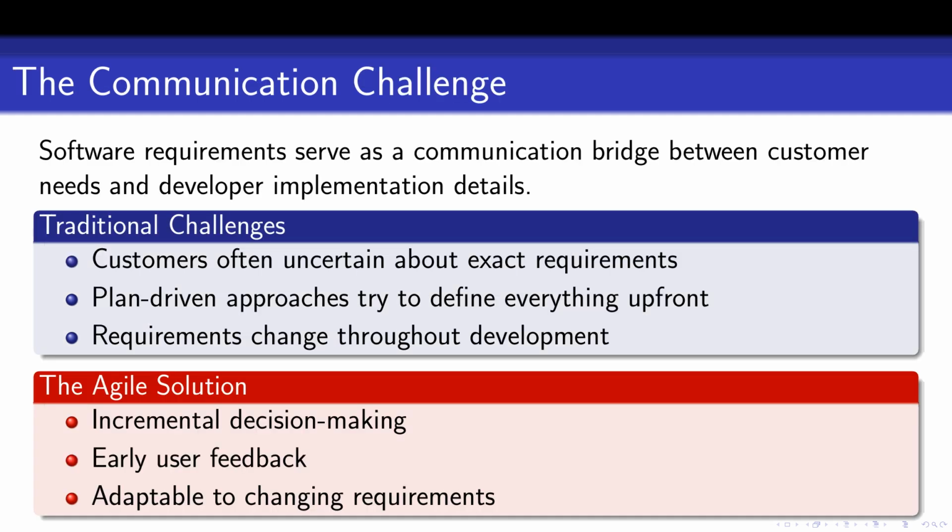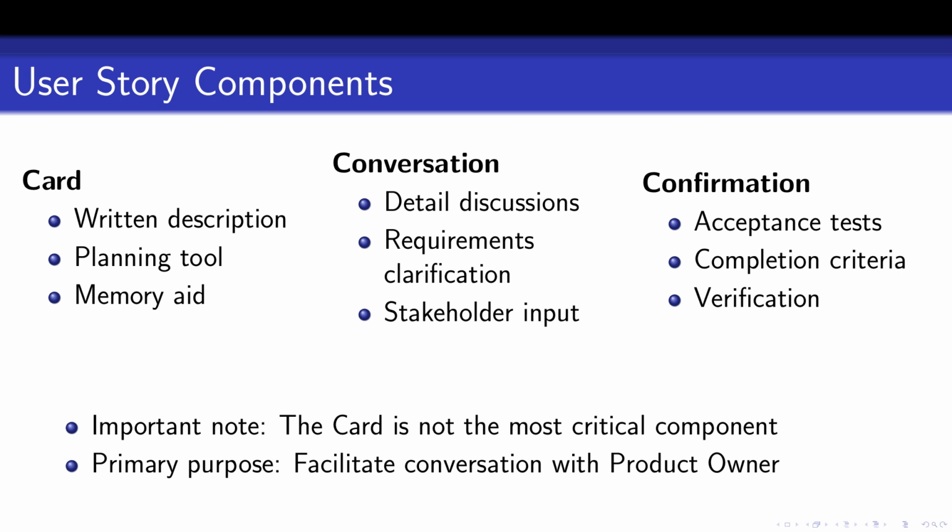Requirements are a critical aspect of software development, acting as a bridge between customer needs and the work developers perform. Plan-driven approaches aim to define all requirements up front, but this can create problems as requirements inevitably evolve. Agile approaches offer a more flexible alternative, emphasizing incremental decision-making, early user feedback, and the ability to adapt to new requirements as they arise. User stories consist of three essential components: the card, the conversation, and the confirmation.